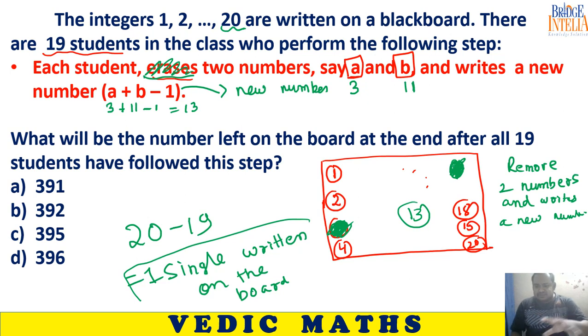So first pause this video, go back and understand why there will be one single number written on this blackboard. Now if you have understood why one single number will be written on the blackboard, then let us understand what will be the value of that single number. So let's proceed with our example.